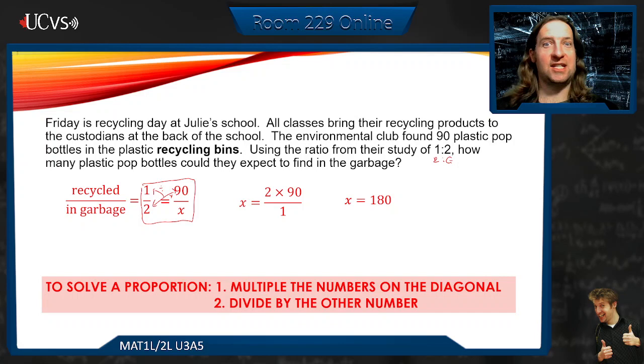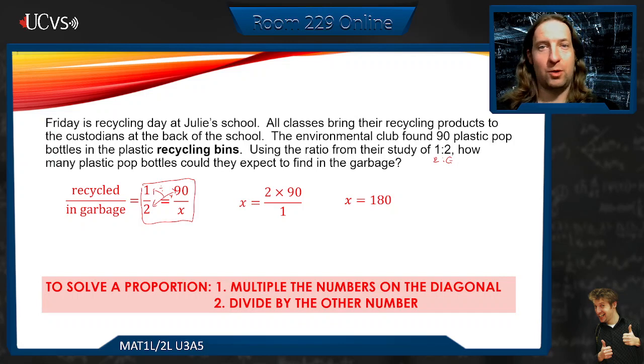And that makes sense when we think about it, right? We said the ratio is 1 to 2. For every 1 bottle that we found in the recycling, there should be 2 in the garbage. So that's telling us that for however many we have in the recycling, we have to double it to find out how much we have in the garbage. If we double 90, we get 180, which is exactly what we got, right?